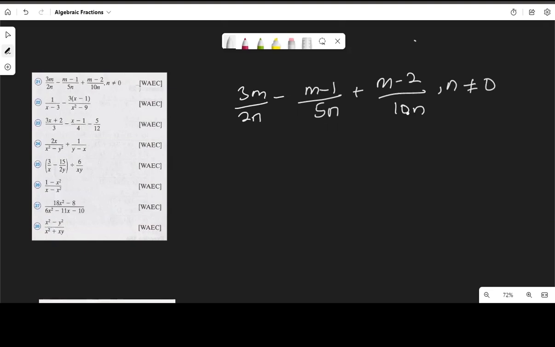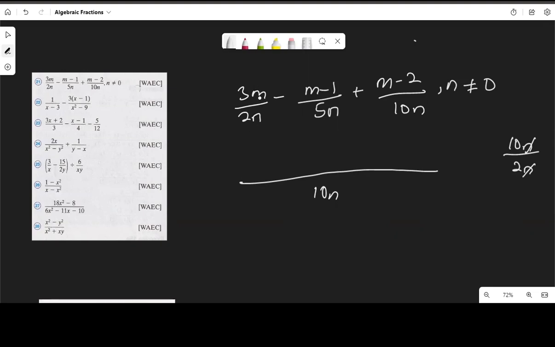So we have to simplify this. How do we do this? Now, the denominators are not the same, so we need to look for the LCM of 2n, 5n, and 10n. The LCM is 10n. 10n can divide all of these. 10n divided by 2n is 5. Got it? 10n over 2n, n will cancel, and 10 divided by 2 is 5.